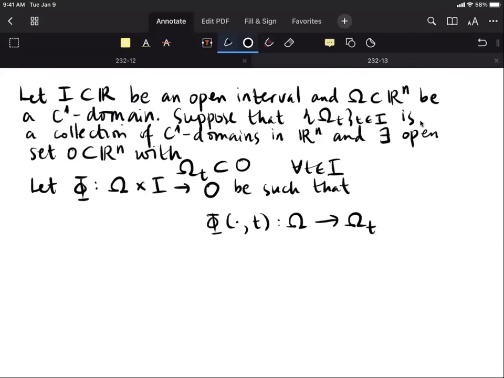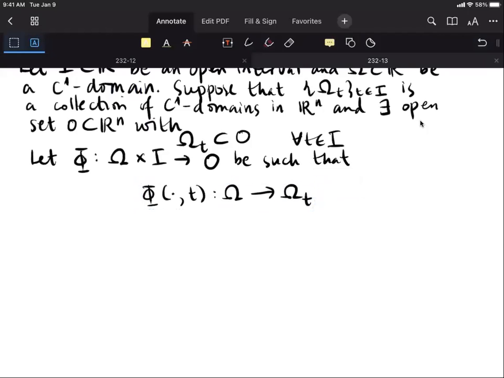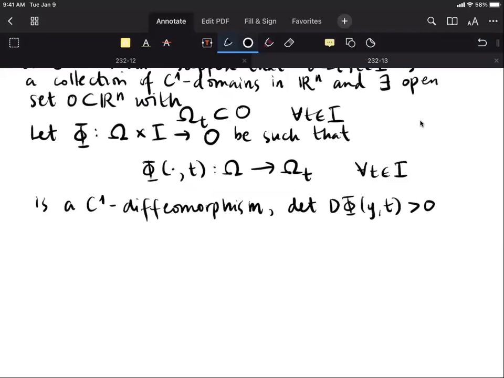And let us consider this map in such a way that it is a C^1 diffeomorphism for all t in I. The determinant of the Jacobi matrix is positive, okay, and finally, here the Jacobi or the Jacobian is taken with respect to y.